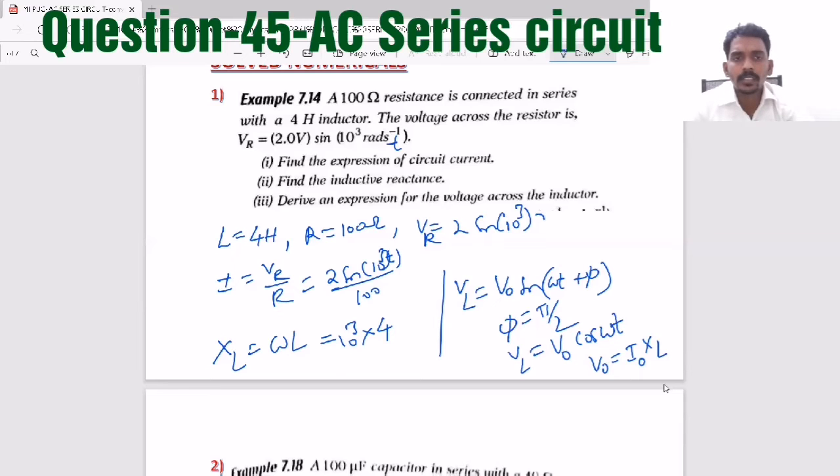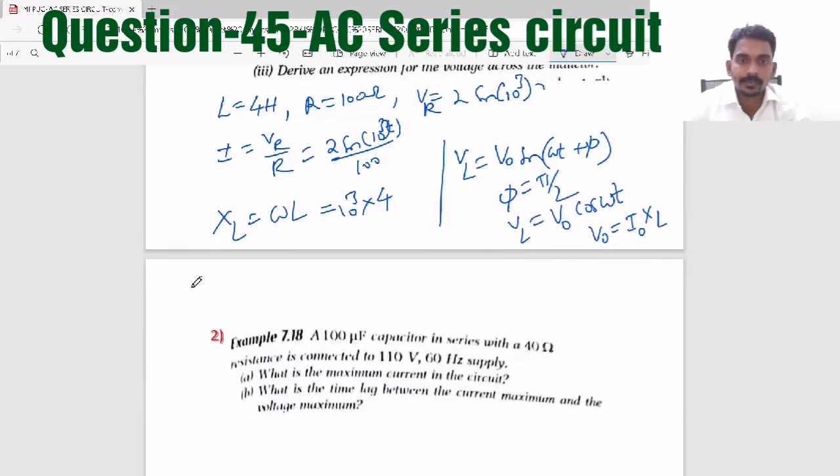So when you consider the voltage across the resistor and the voltage across the inductor, they differ by a phase difference of 90 degrees. That's why I have taken the phase difference as 90. And you have to calculate the V naught value.